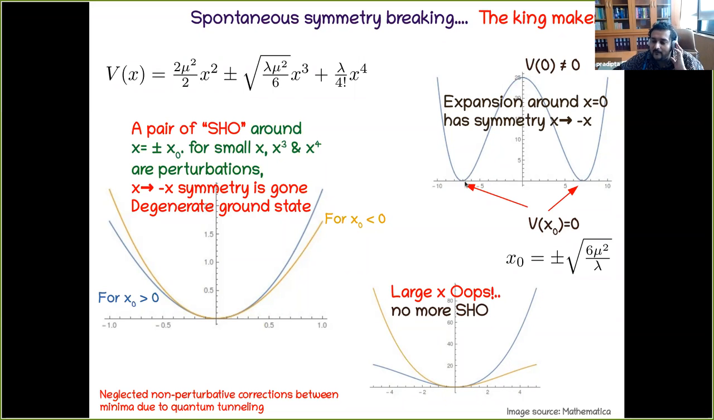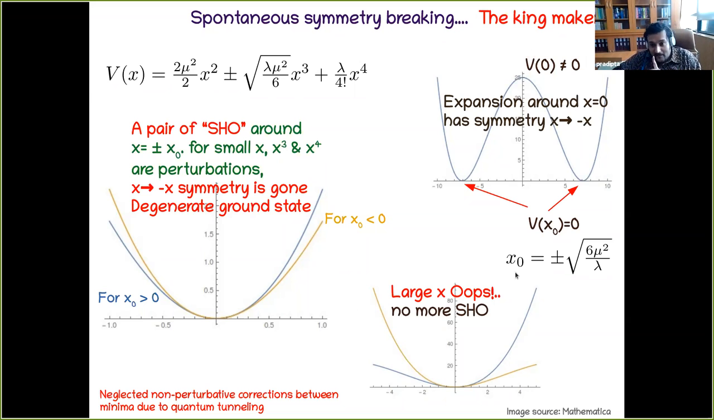So this x going to minus x symmetry remains as long as you are in the regime of small x. When I'm here, I can see it's a perfect x going to minus x symmetry. But when I move further, the shape of the potential changes drastically, and there this x going to minus x symmetry is not at all apparent. That is precisely what you can see when you go to the large x limit.